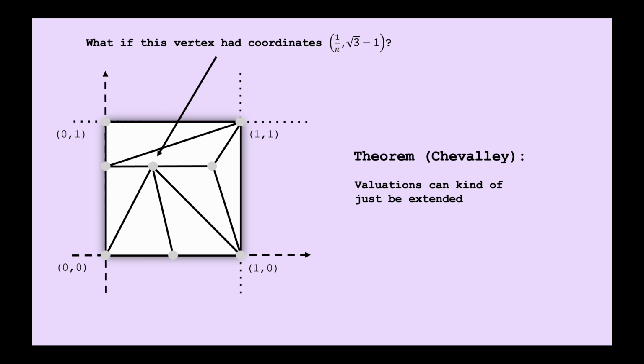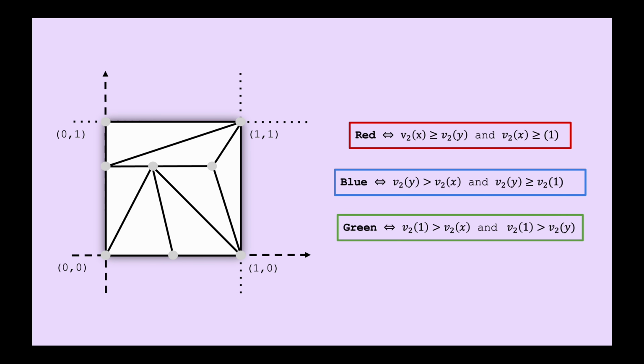So finally, let's take a look at our triangulated square and color some of its vertices. For (0, 0), the two-adic valuation of 1 is the greatest, so this point is green. Similarly, the points (1, 0) and (1, 1) will be colored red, and (0, 1) will be blue. We unfortunately can't color the interior vertices since we don't know their exact coordinates.